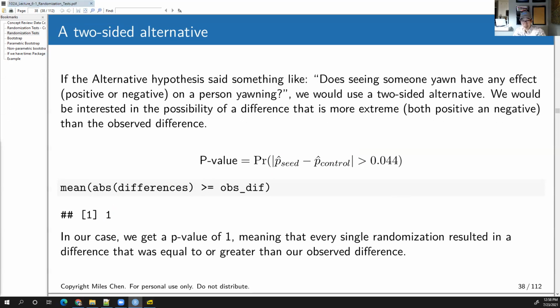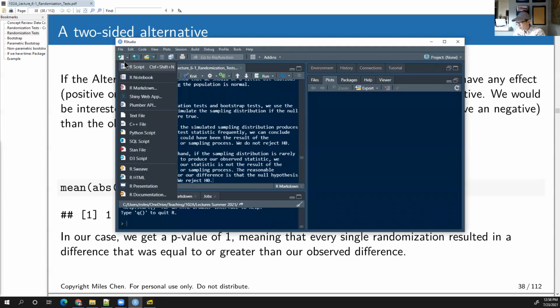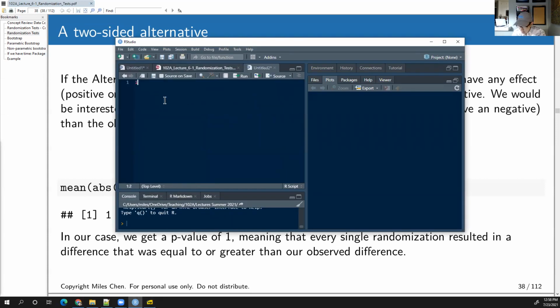because if you look at the data, we had 14 yawn and 50 people total, and here we're going to put 34 in group A and 16 in group B.